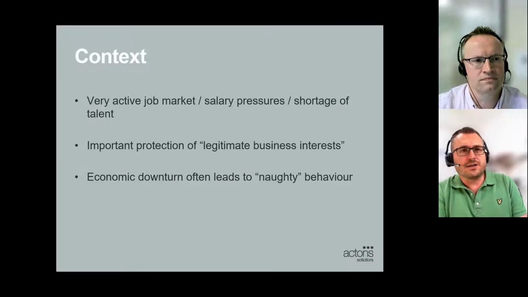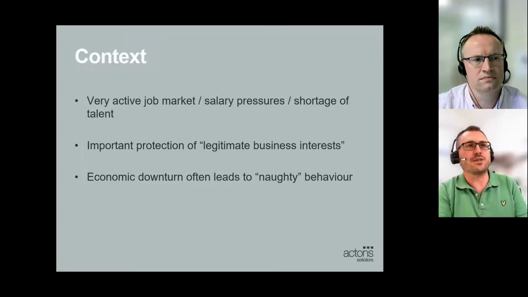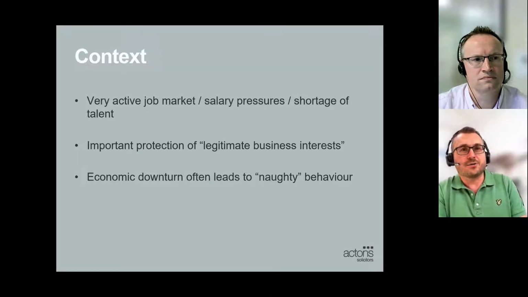Well, I don't think you have to go too far to see that we have a very active job market at the minute. Salary pressures are high. There's a shortage of talent, and that tends to mean that people are moving, and with them goes information. Goes those kind of legitimate business interests that you might be wanting to protect as part of your business.